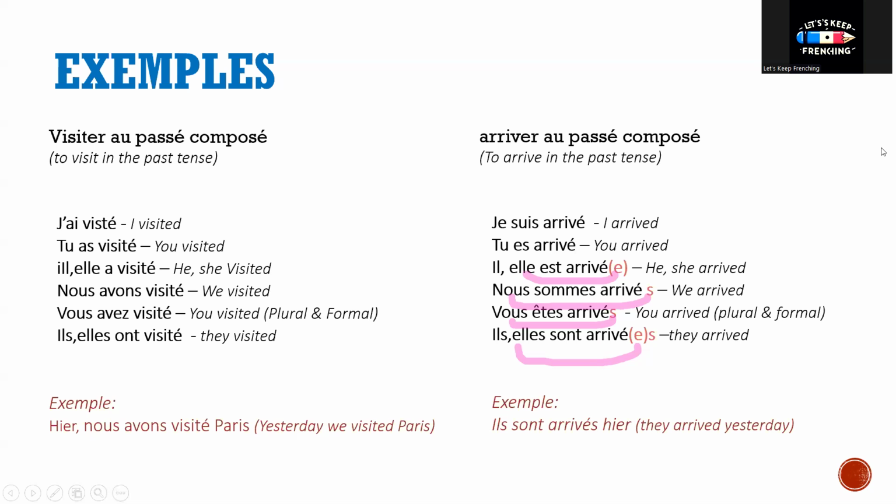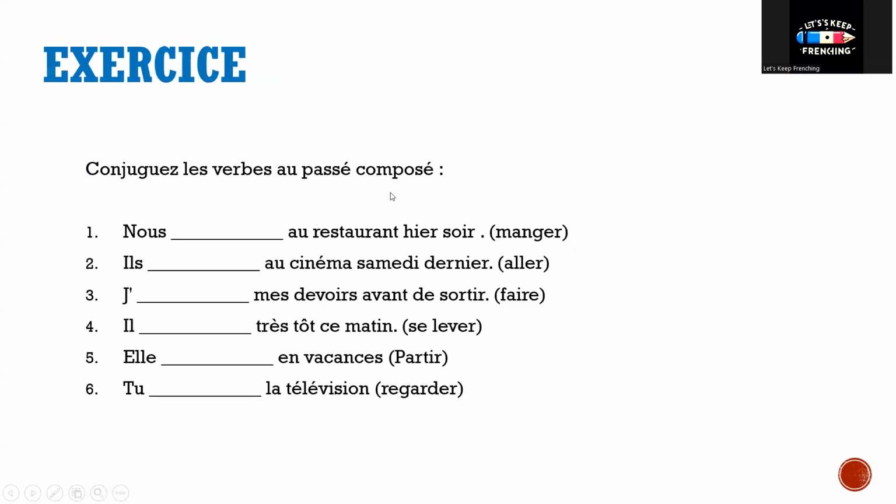Okay. Now it's time to practice. Let's do an exercise together. Conjuguer les verbes au passé composé. Conjugate the following verbs in the past tense. So let's see la première phrase. Nous au restaurant hier soir. So the verb here is the verb manger.